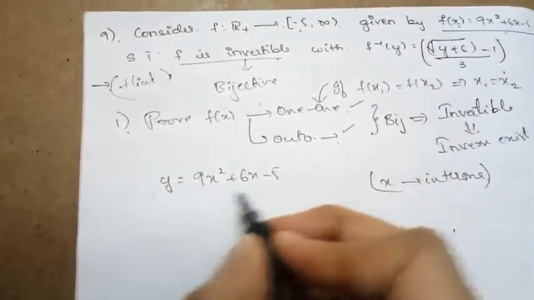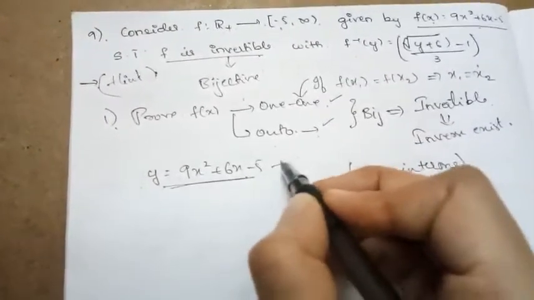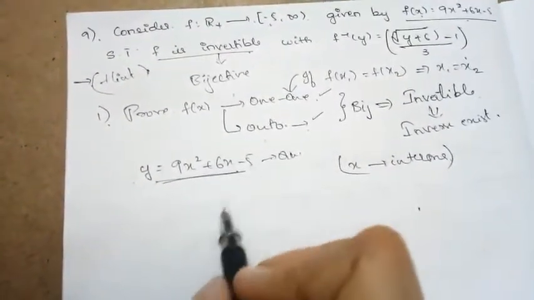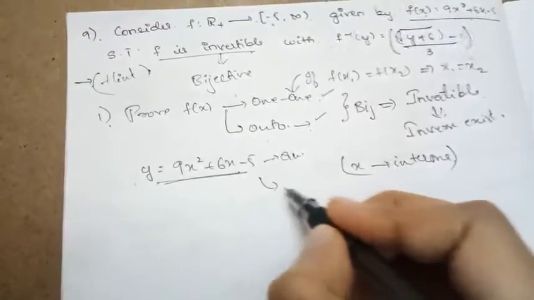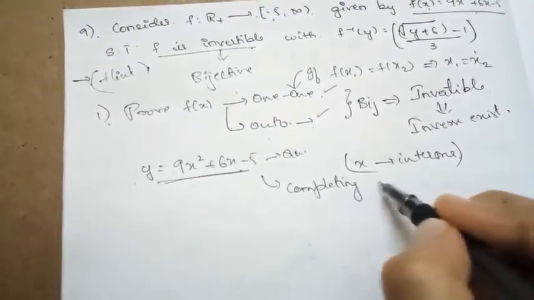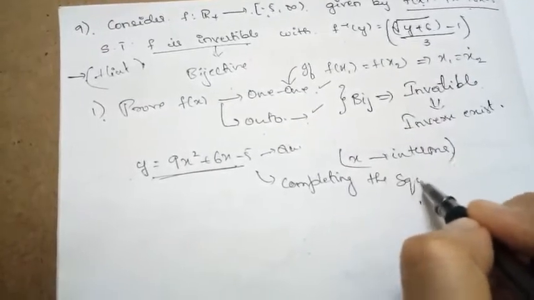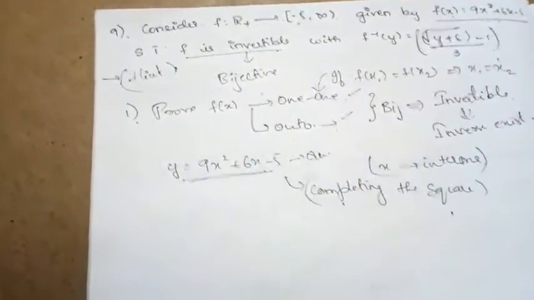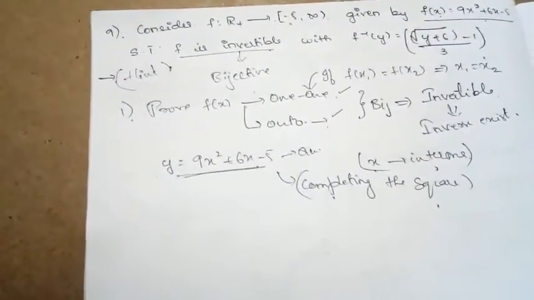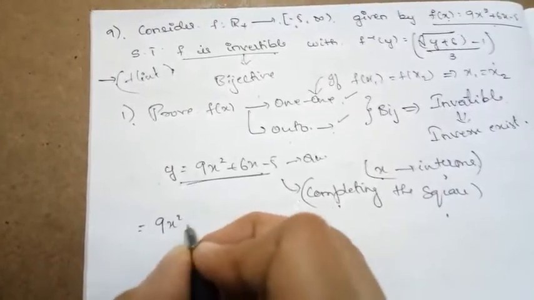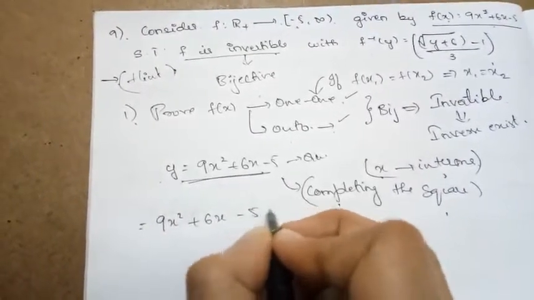Suppose the question is given in the quadratic equation form, then the thing you need to do is completing the square. Follow this process, because if you follow this, it becomes easy to express x in terms of y. So what they have given: 9x square plus 6x minus 5.